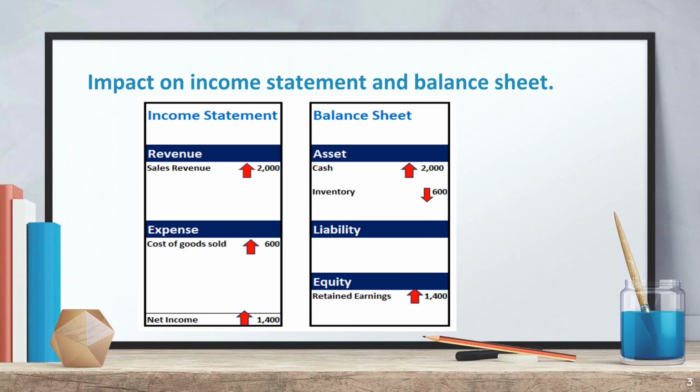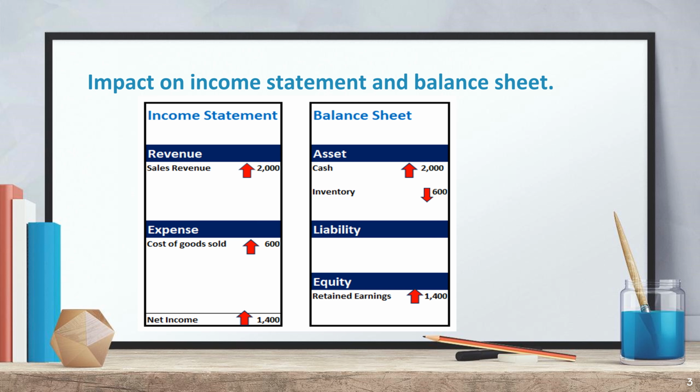Now, let's move on to the income statement. The income statement summarizes a company's revenues, expenses, gains, and losses over a specific period. Our journal entry impacts two accounts on the income statement: sales revenue and cost of goods sold.